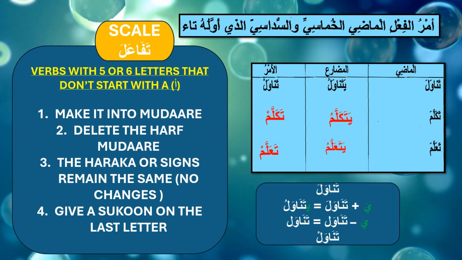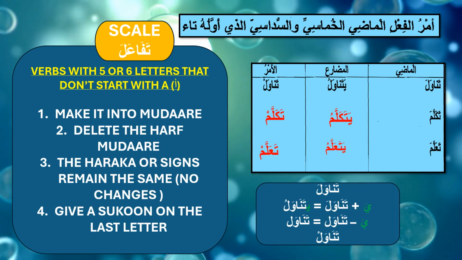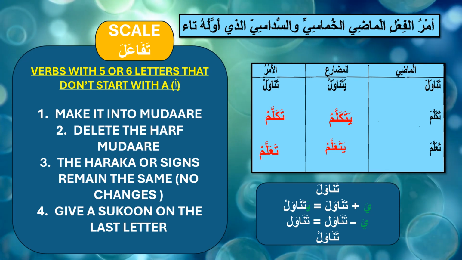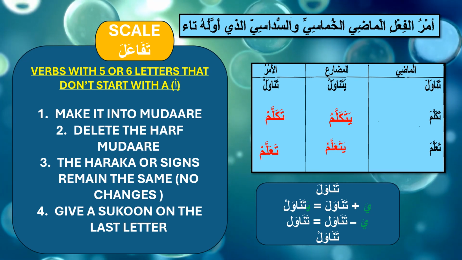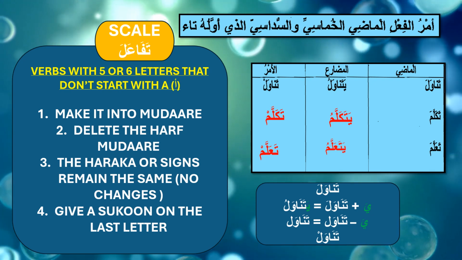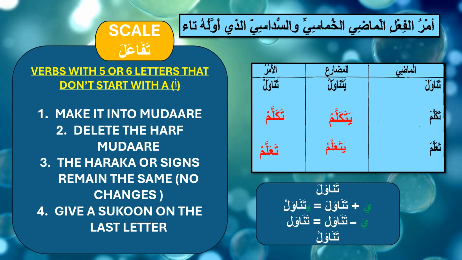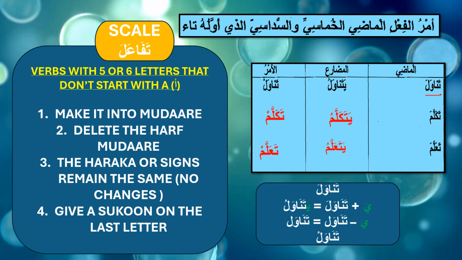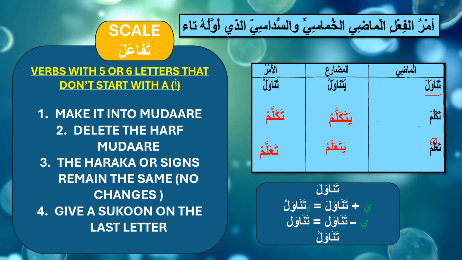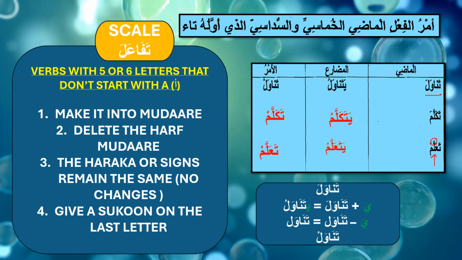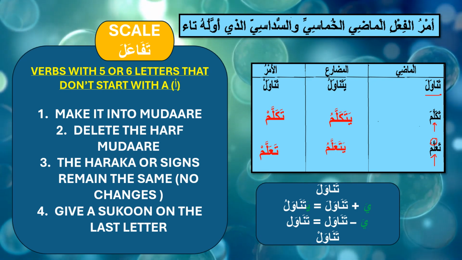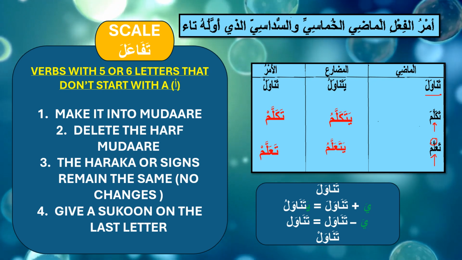So there are other examples on the scale of tafa'ala. We have now 5-letter verbs, and in this case you can see we have tanawala, that is the 5-letter. We have ta'allama, with a shadda letter on the second last letter of the fail. But the rules are the same as you will do with the tanawala. It is very easy in this case.